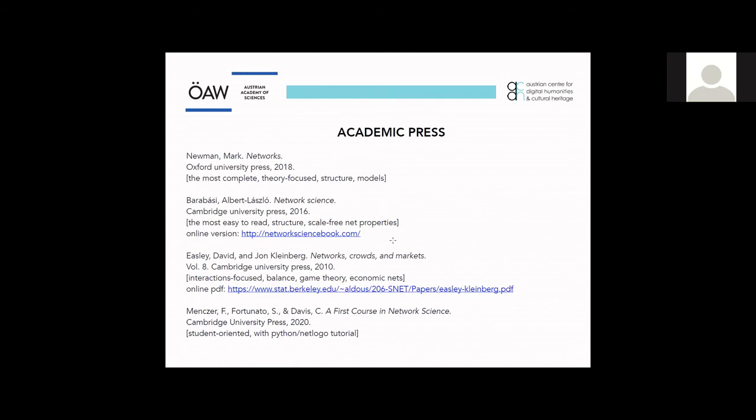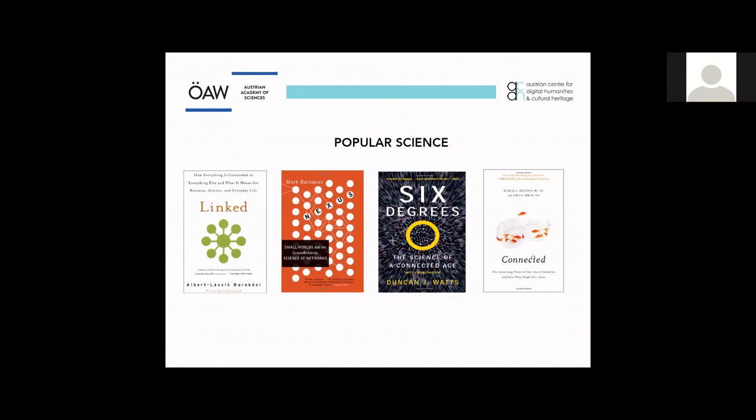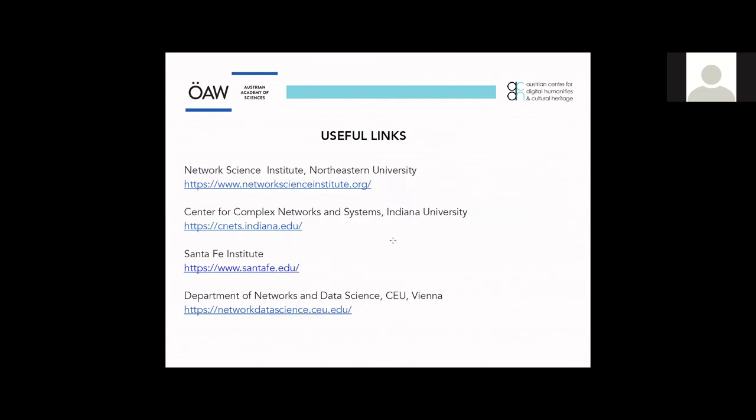And so, some references. We have these four Academic Press books that are basically the most used and famous about network science. For these two, there is an online version, so if you are interested, you can easily access them, and I can give you the other ones too. And if you want just a more popular science idea, these are four important books, which are easier to read. And then some useful links of institutions that develop network studies. So that's all from my side. If you have questions.